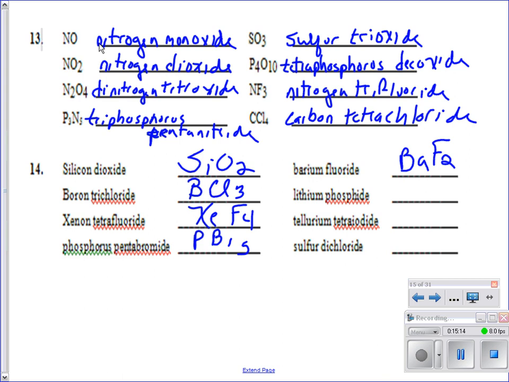No. Barium is a metal. It has a charge of +2. Fluoride then would have a charge of -1. Lithium phosphide, Li3P. Tellurium tetraiodide. Sulfur dichloride.